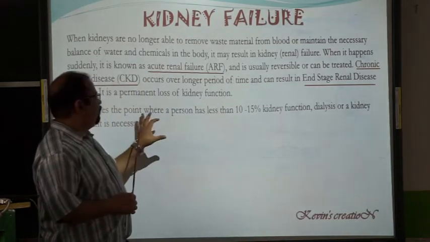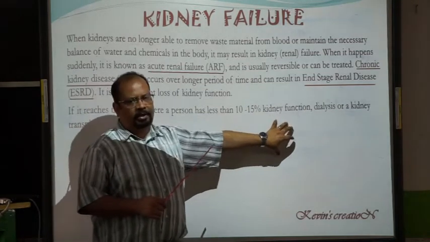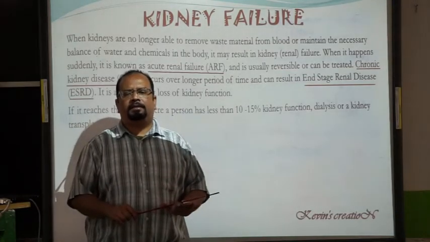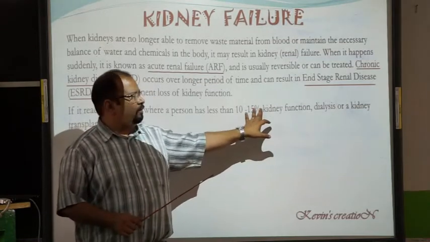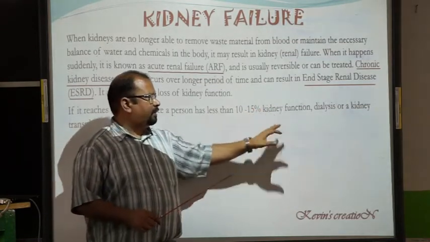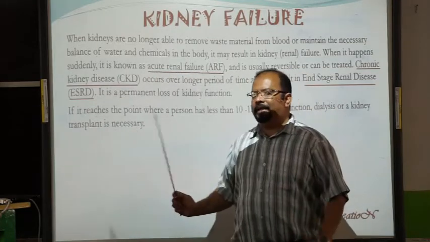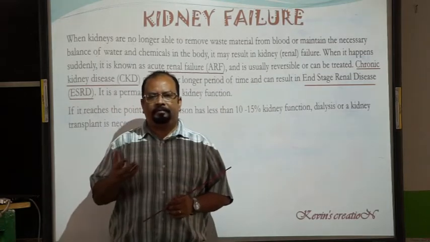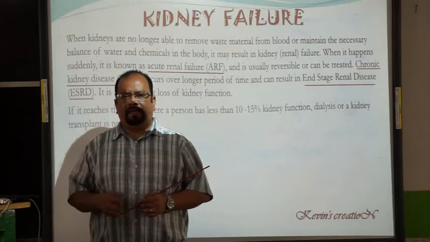If it reaches the point where a person has less than 10 to 15% of kidney function, that means the kidney has almost stopped functioning. Only 10 to 15% it is working. In that case, dialysis or kidney transplant is necessary. Kidney transplant means you have to get a kidney from somebody else.